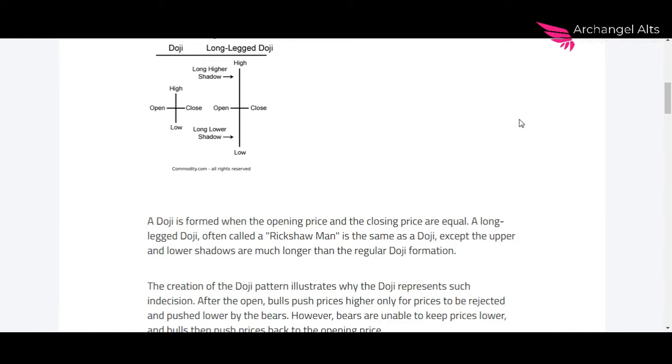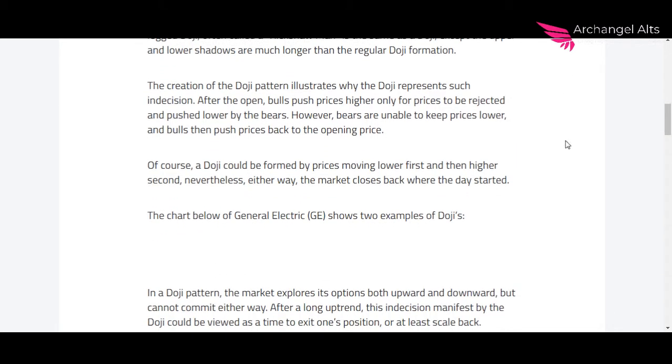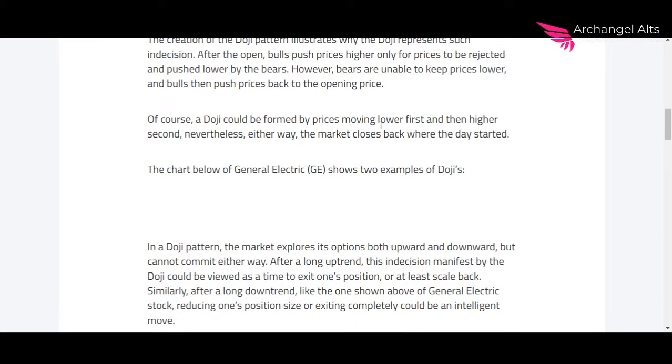That really is very similar. You start reading your charts as if it's telling you a story, and the story is this value is going to happen here. The creation of the doji pattern illustrates why the doji represents such indecision. After an open, bulls push prices higher, only for prices to be rejected and pushed lower by the bears. However, bears are unable to keep the prices lower, and bulls then push prices back to the opening price. Of course, a doji could be formed by prices moving lower first and then higher second. Nevertheless, either way, the market closes back where the day started.